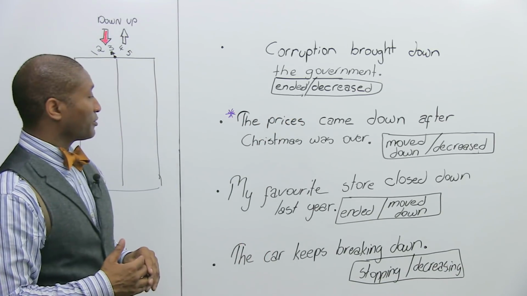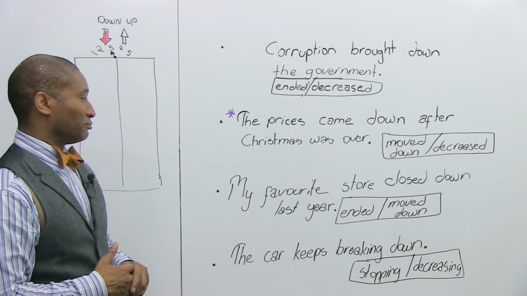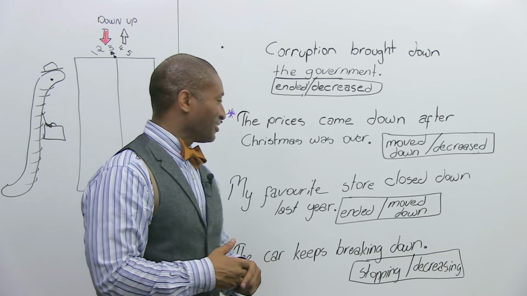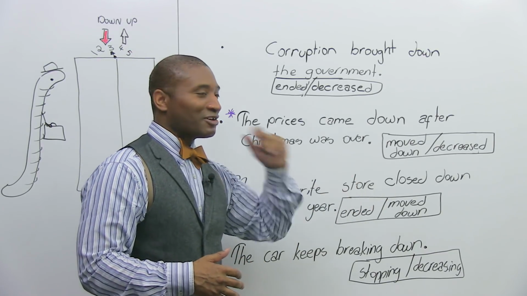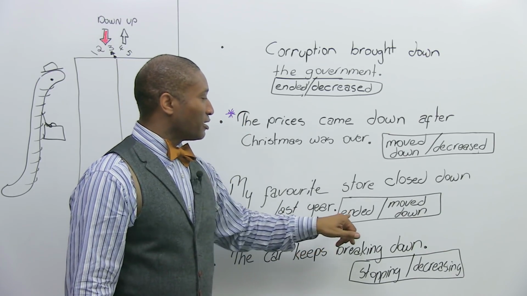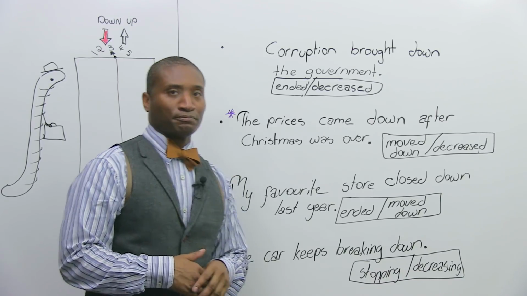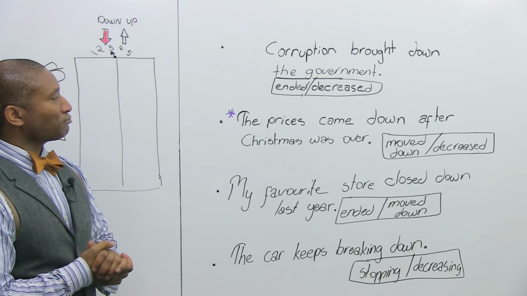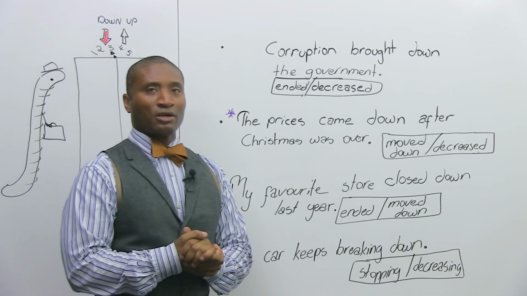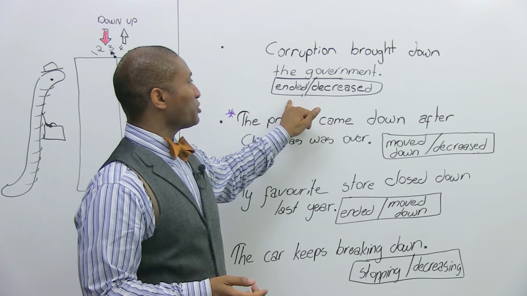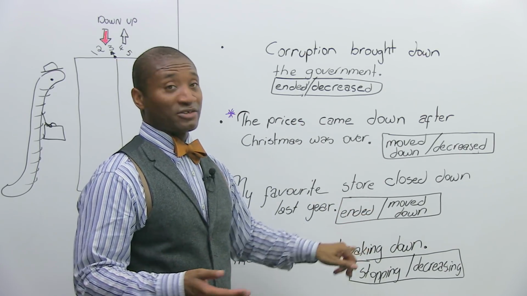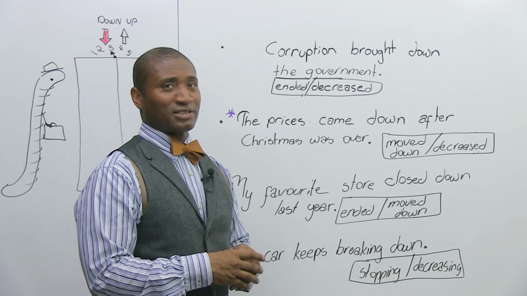Let's go for the third one. My favorite store closed down. And it's not Eaton's, it was Grey Region. Bye, Mikey. I miss you. Okay, my favorite store closed down last year. Actually, more like 5 years ago or 10 years ago, but who cares? So would that be ended or moved down? That's right. Remember we said closed down? Similar to the government. In this case, closed down means the store is ended. I can never go there again. It doesn't exist. In fact, I think there's a pizza place there now.